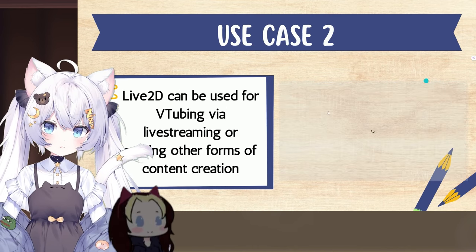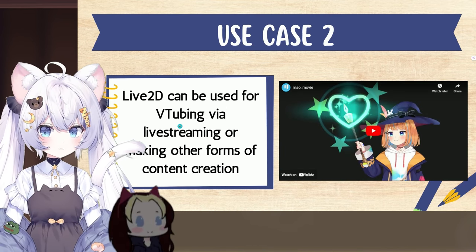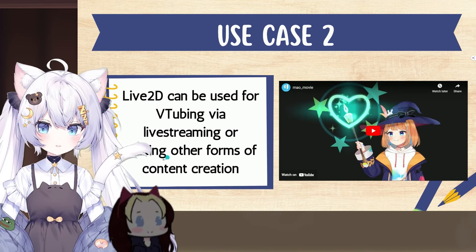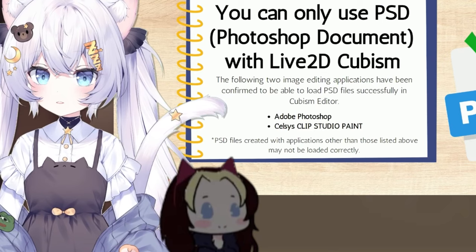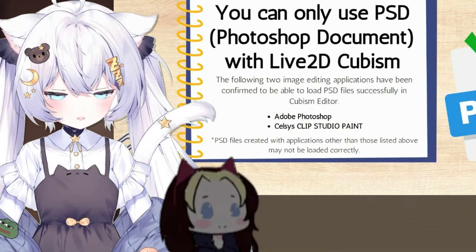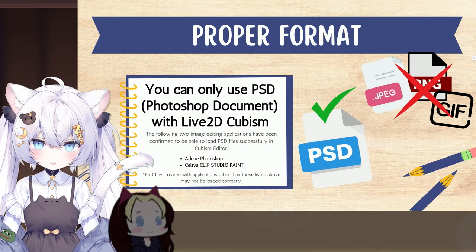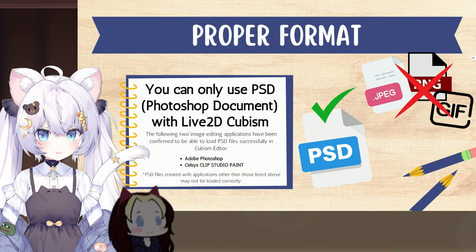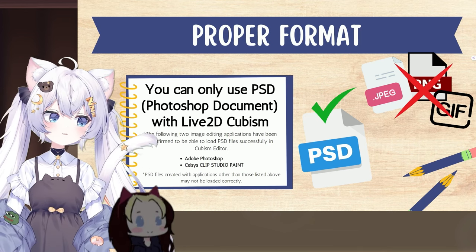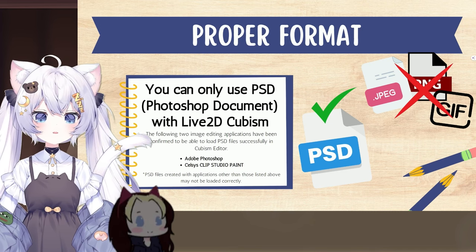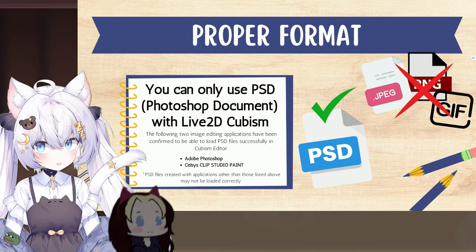Another use case for Live2D is that it can be used for VTubing via live streaming or making other forms of content creation. There's a couple of things that you need to know before we start getting into the whole Live2D process. The first thing is the actual art. Like I said, it's a static image, and Live2D Cubism only accepts PSDs, which is the Photoshop document.